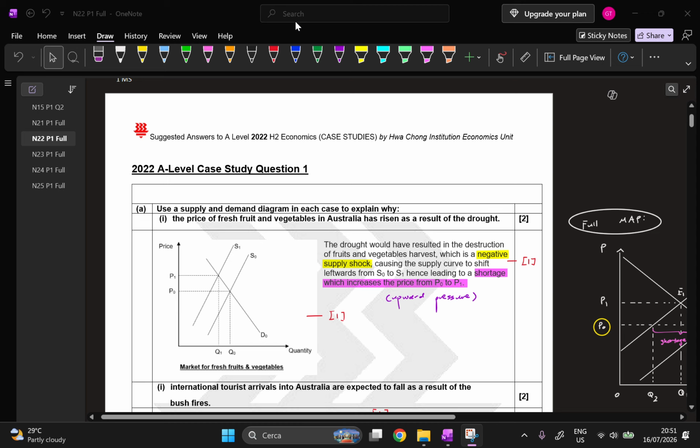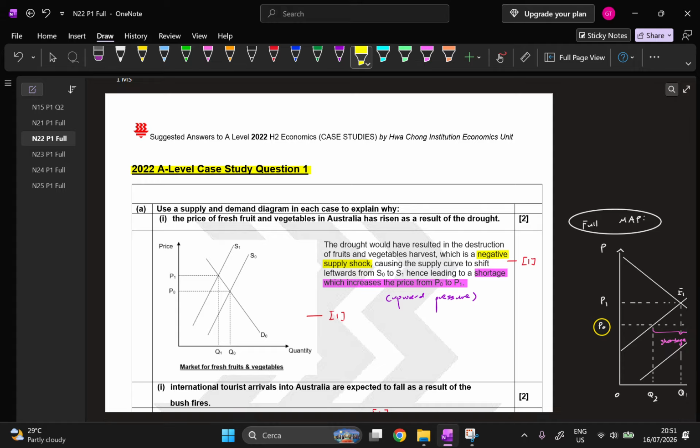Hello, I am going to be using the Hwa Chong answer key to go through question 1 of A level 2022 paper 1. I will not be going through question 2 because I think question 2 covers a lot of things that I don't think are that testable outside of this particular CSQ.